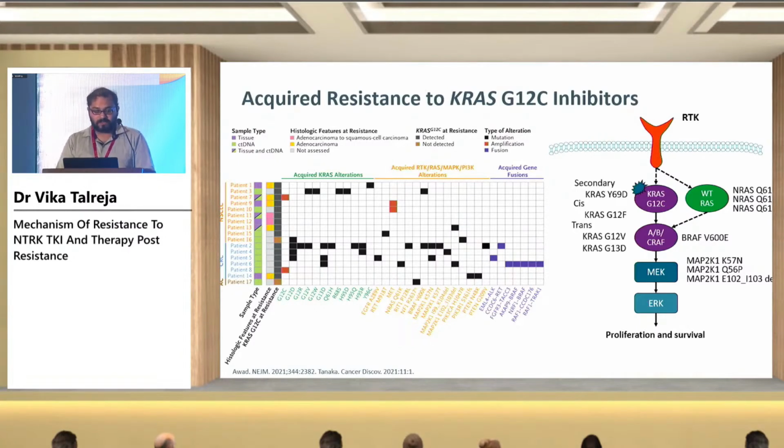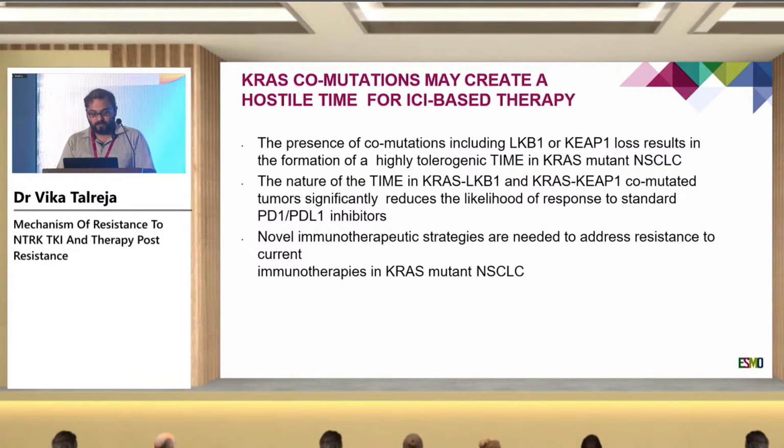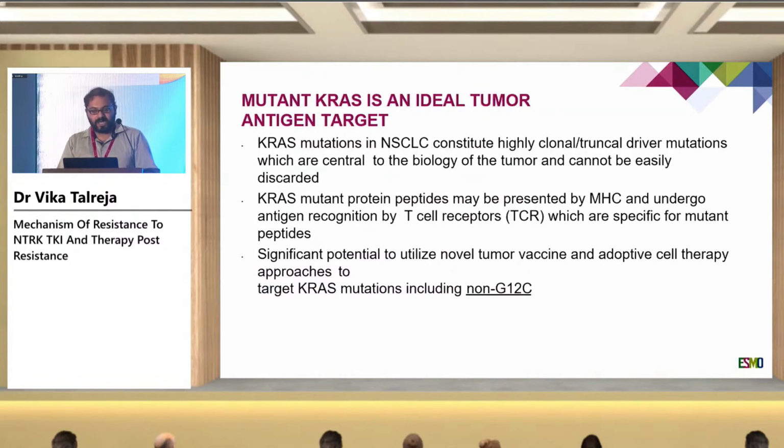There is also a histological change from adenocarcinoma to squamous carcinoma in the mutation pathways for it. And that's why it is very important to note that these KRAS mutations are extremely difficult. Now, the presence of the co-mutations, especially LKB1 and KEAP1, makes them immune resistant. And that's why the mutant KRAS is an ideal tumor antigen target. The KRAS mutations are highly clonal driver mutations, which are central to the biology of it.